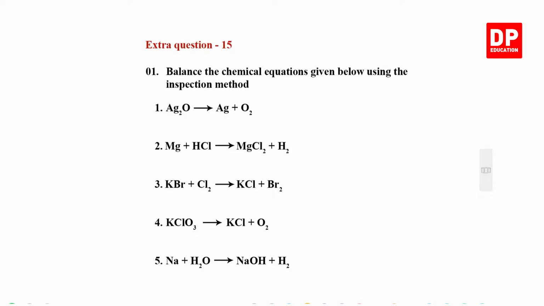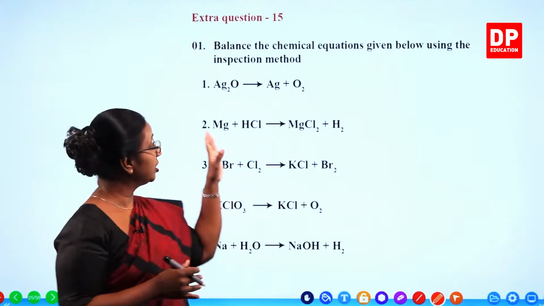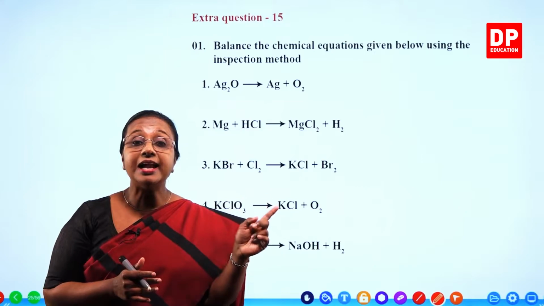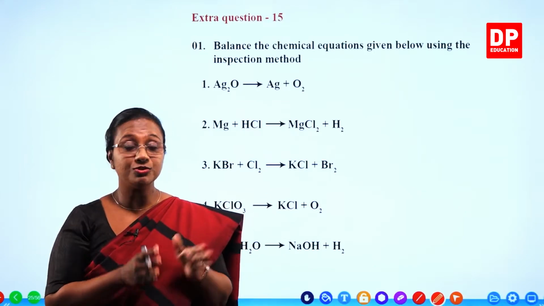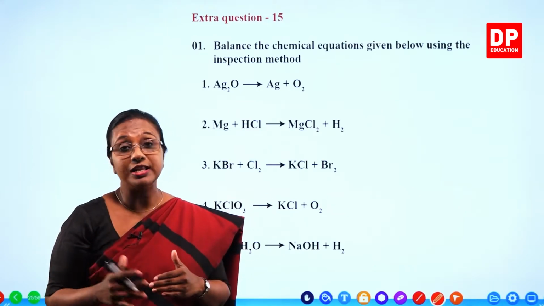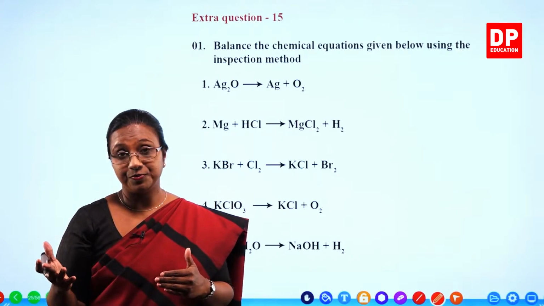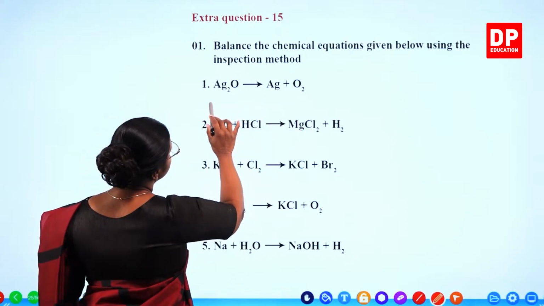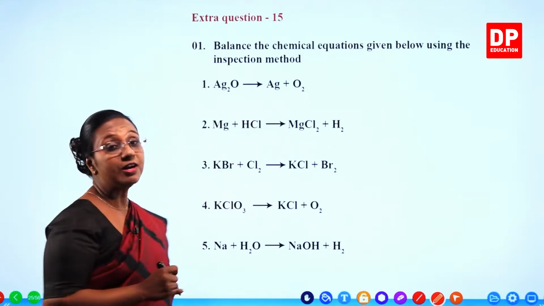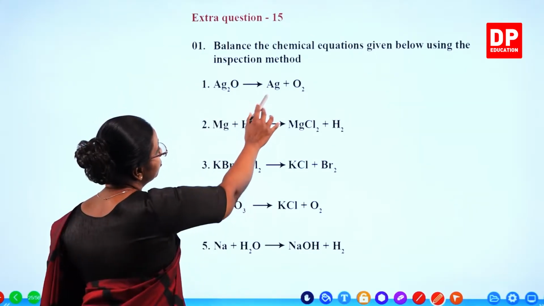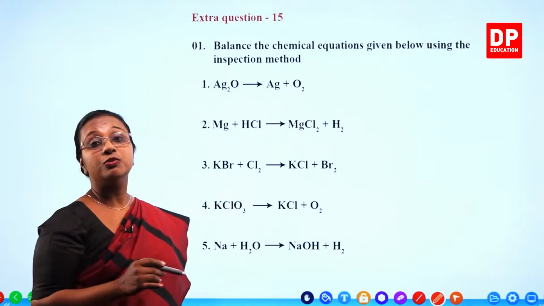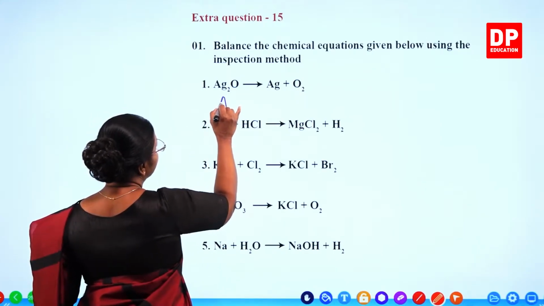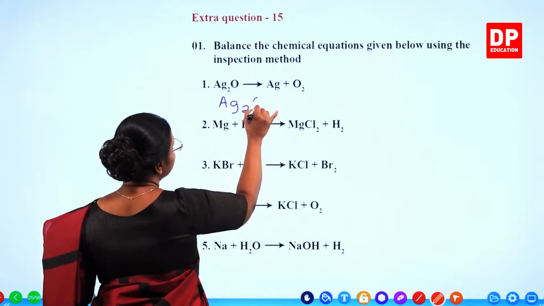So you're familiar with the inspection method, students. You need to look at the reactants and products, looking at the atoms of each element present. You just count them and accordingly you balance them. So that is the inspection method. First one, Ag2O is silver oxide, gives rise to Ag silver and O2 oxygen gas. If we are to balance that, I will rewrite and balance again.